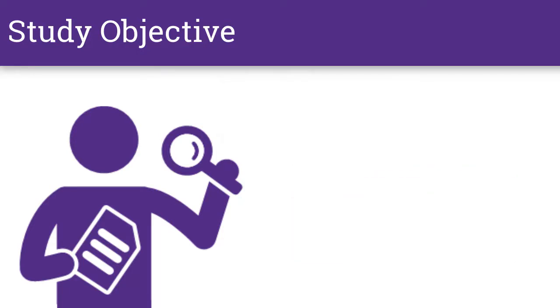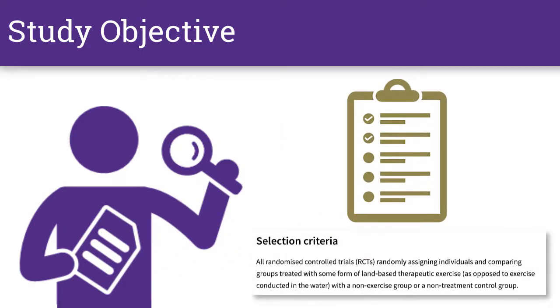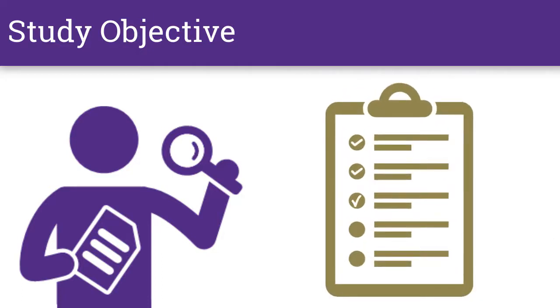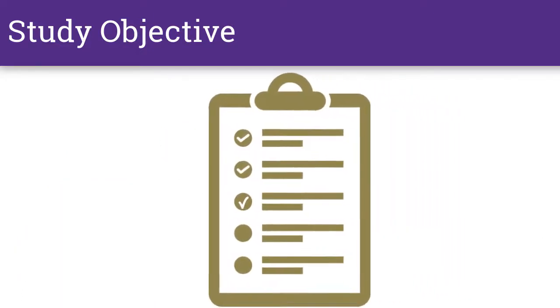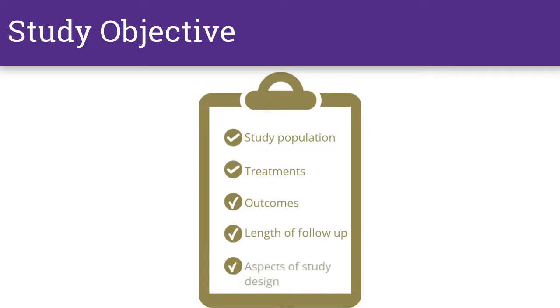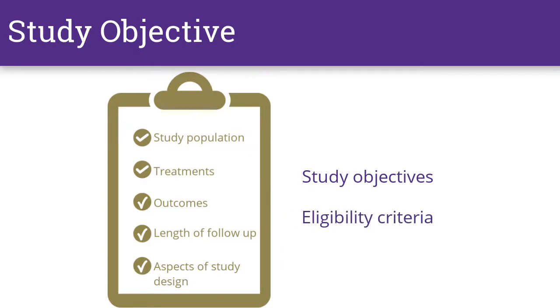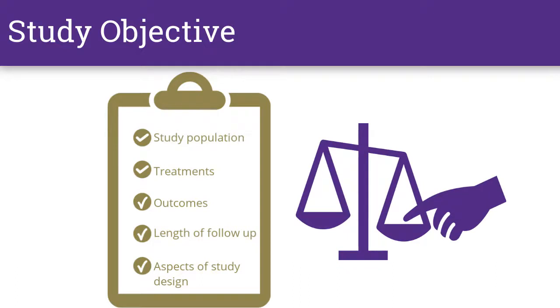Once established, the researcher specifies the eligibility criteria, also known as selection criteria, that will be used to determine which studies to include in their review. Selection criteria for systematic reviews may include the study population, treatments, outcomes, length of follow-up, and aspects related to study design or methodological quality. Clearly stating the objectives and eligibility criteria up front and sticking to the predetermined plan is one way to mitigate the potential for bias.